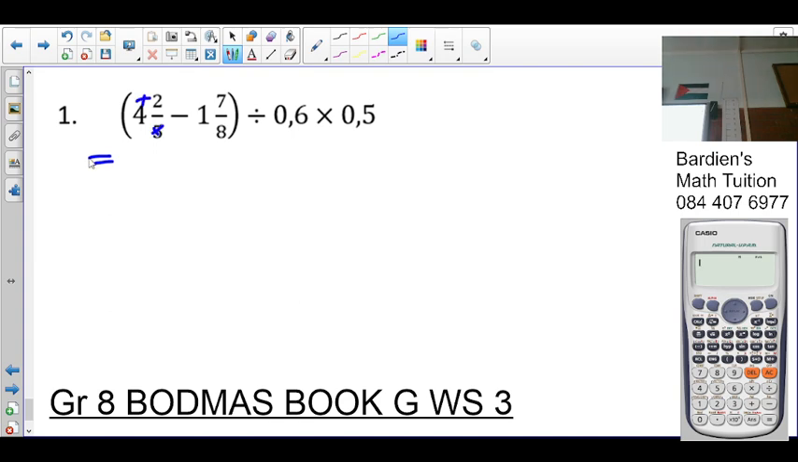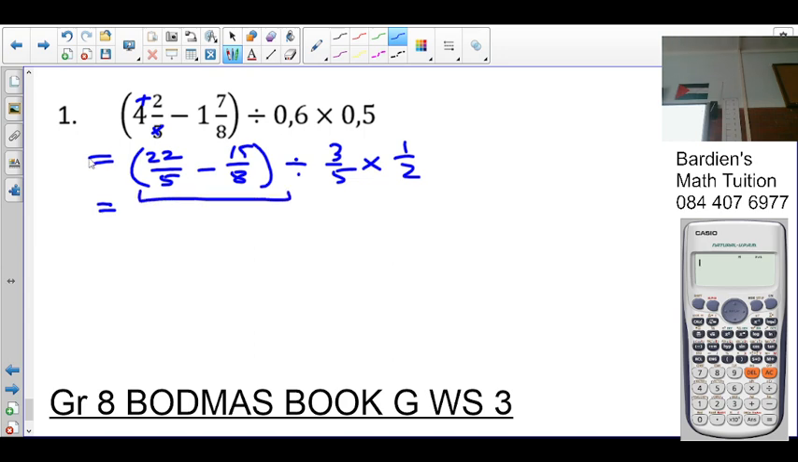So that's going to give you 22 over 5 minus 15 over 8 divided by 6 over 10, no? Yes, sir. Which is 3 over 5 times 5 over 10, which is 1 over 2. What's my LCM? 40. So I'm multiplying this by 8. 22 times 8 is 176. Is that correct? Yes, sir.